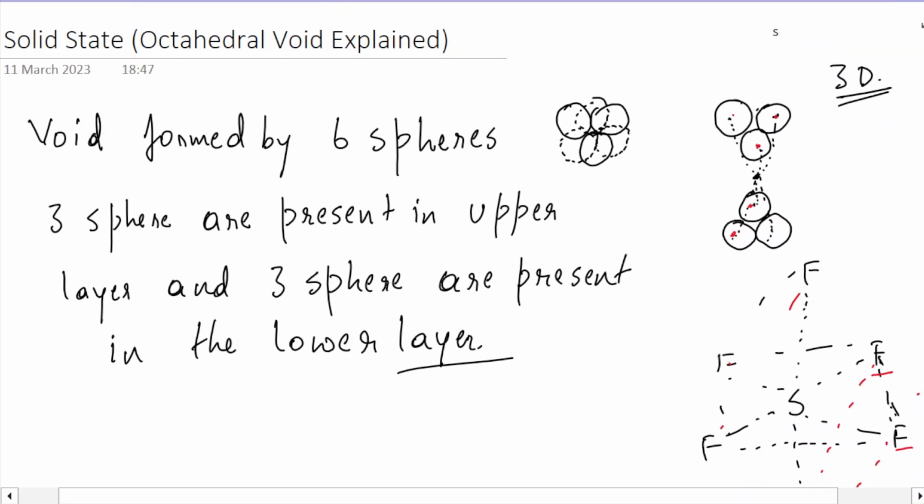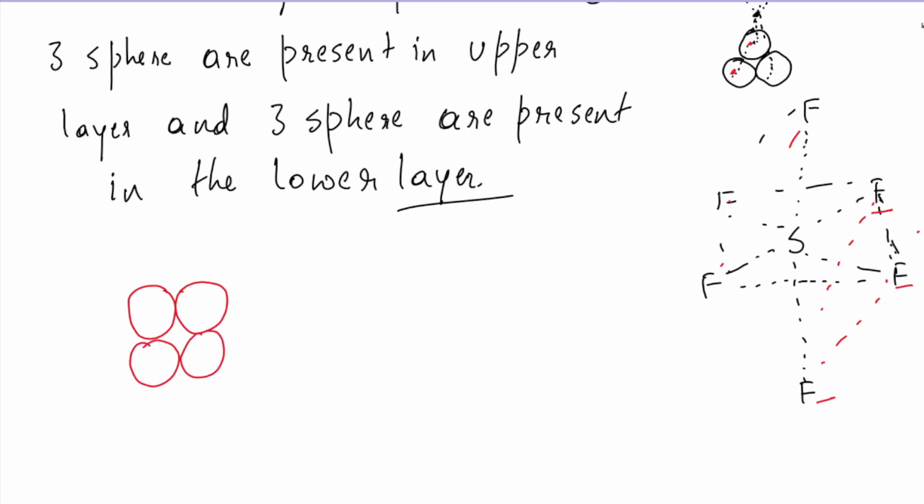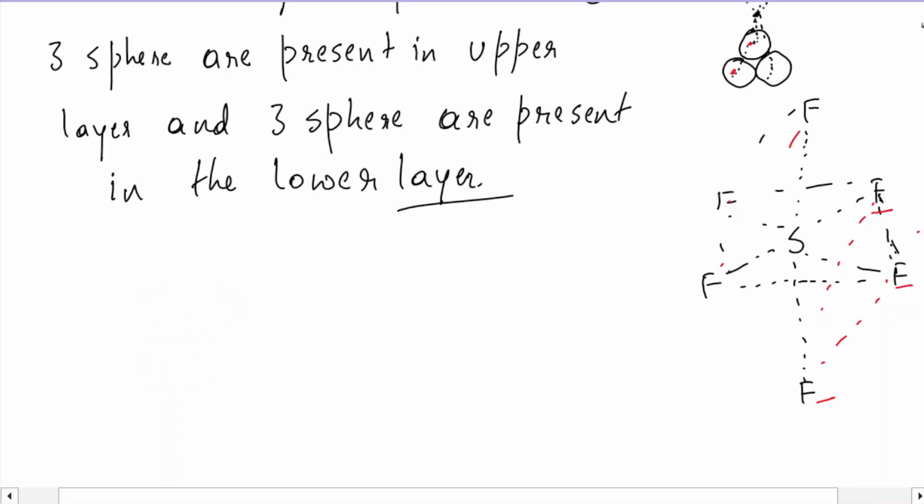So we can say that in an octahedral void there are four spheres in the plane, and the total is six, with one above the plane and one below the plane. The void formed in between is the octahedral void. We can also imagine these as two triangles placed over one another, and the void formed here is the octahedral void. Basically, these six spheres are touching each other, where three spheres are present in the upper layer and three spheres are present in the lower layer.